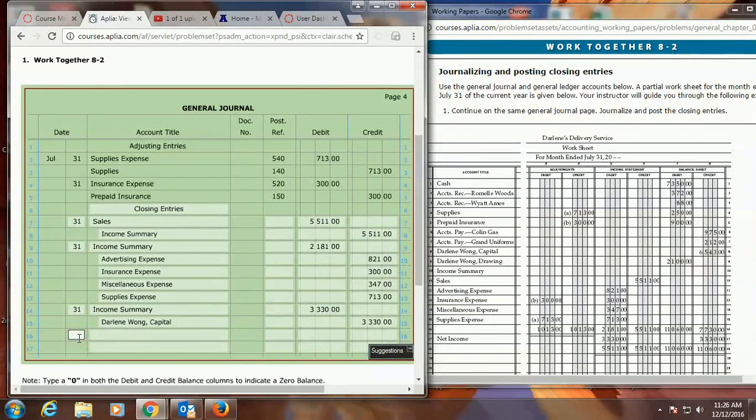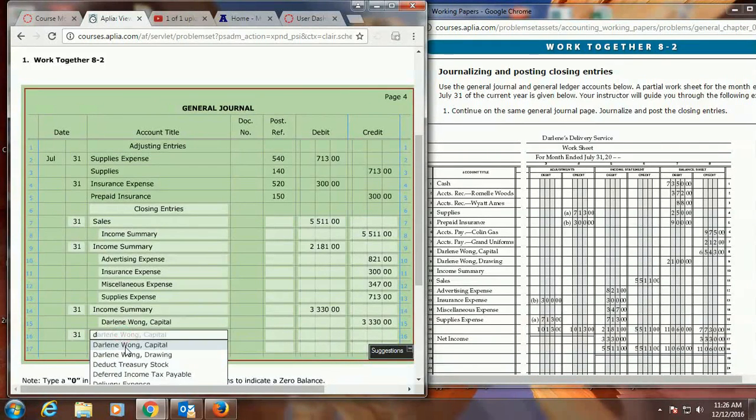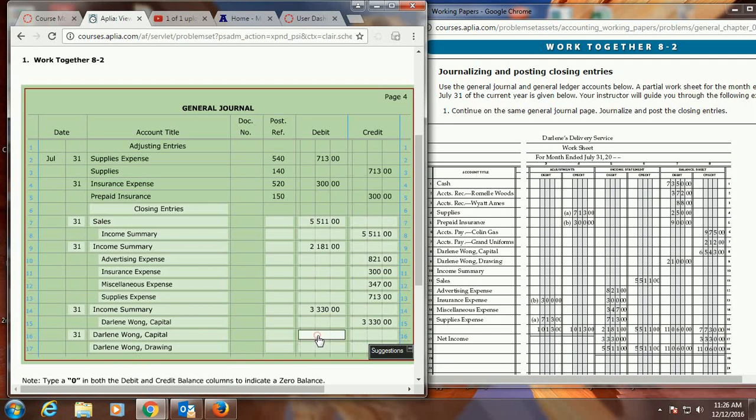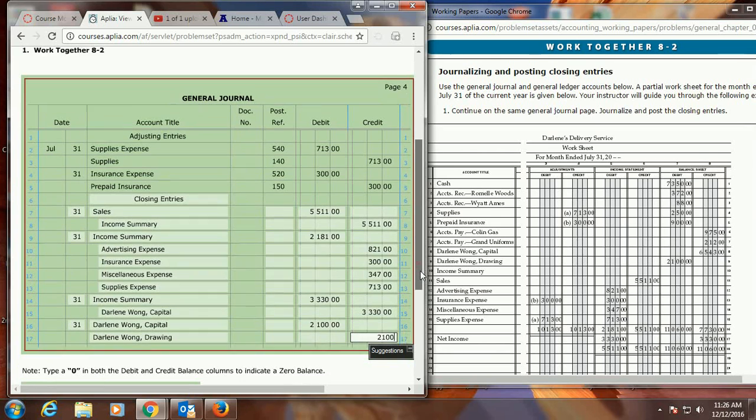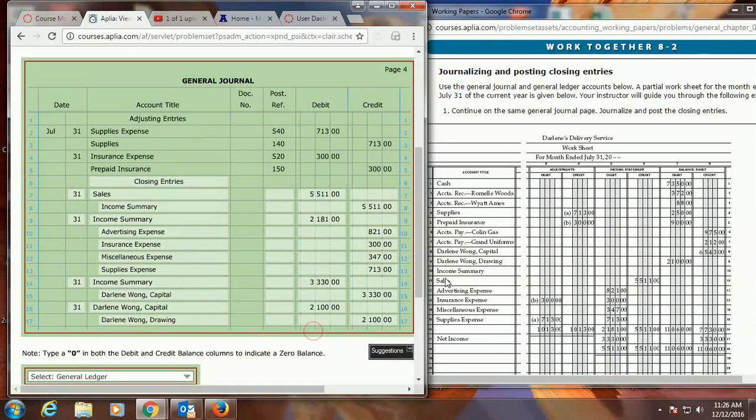The last account I'm going to close is the drawing account. It has a debit balance of $2,100. So I'm going to put that into Darlene Wong's capital for $2,100, and then $2,100 is my credit to Darlene Wong, and that will give it a zero balance. So that's taking care of the worksheet. I'm done with the worksheet here.